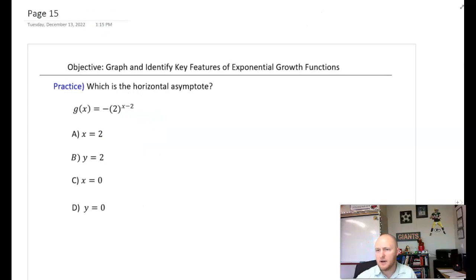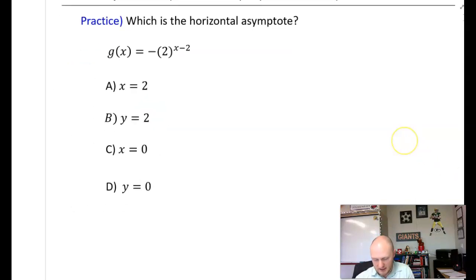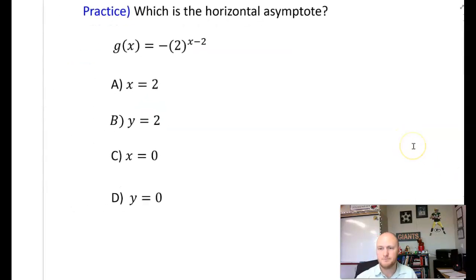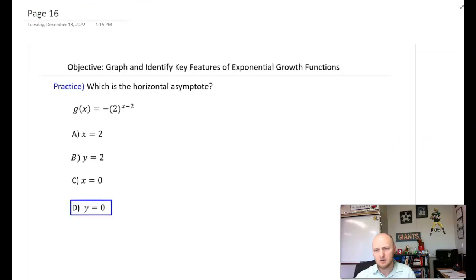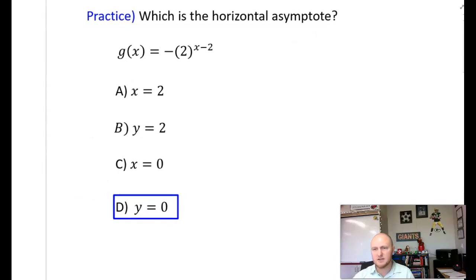All right, how about this example? What is the horizontal asymptote for this function? Hopefully you said D, y is equal to 0. That is because our k value is 0.